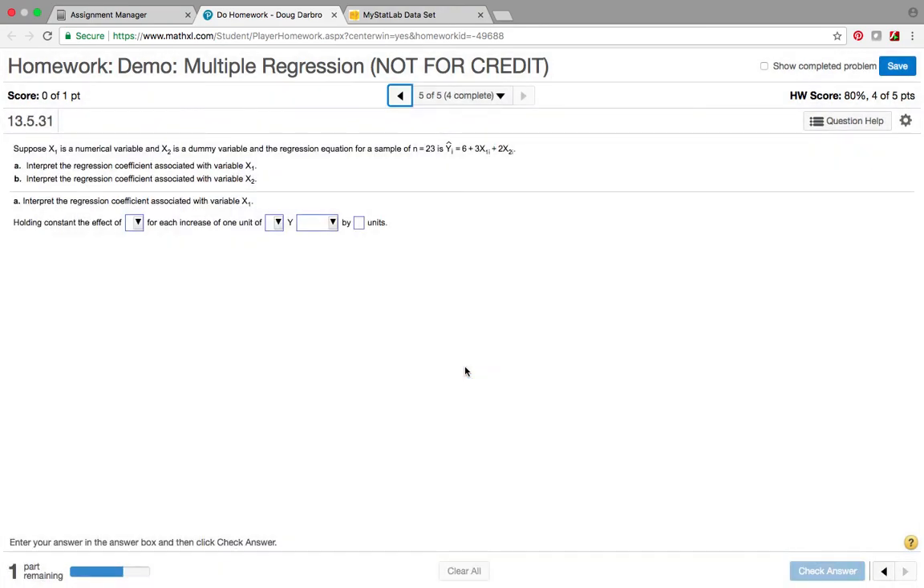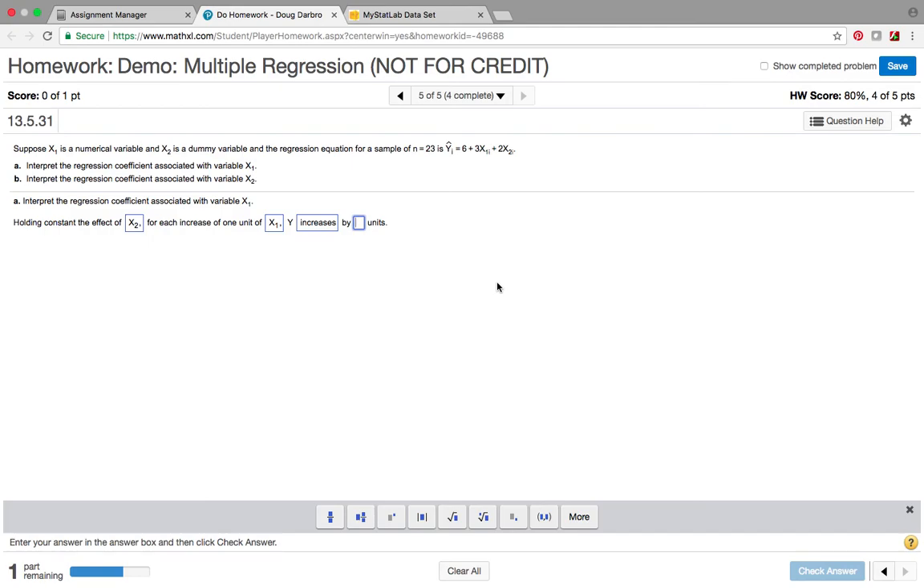All right, gang, this is the question we've been waiting on, the last one. Suppose X1 is a numerical variable and X2 is a dummy variable. And the regression equation for a sample of 23 is y hat equals 6 plus 3X1 plus 2X2. Interpret the regression coefficient associated with variable 1. So holding constant the effect of X2, with each increase of 1 unit of X1, Y increases, because it's positive, by 3 units.